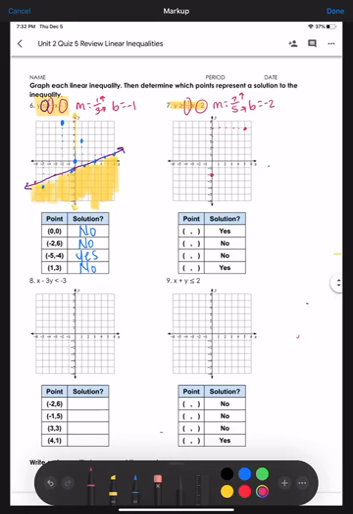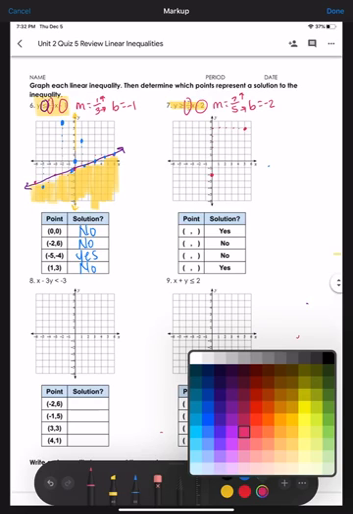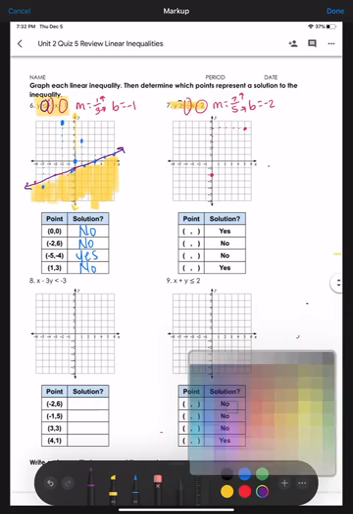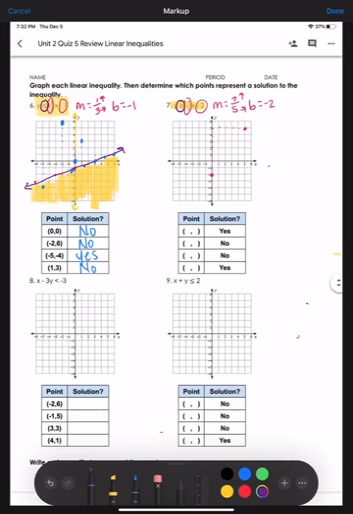In order to do that, I need to know if my line should be solid or dotted. So I'm going to look at the inequality symbol. It's a greater than or equal to. Because it has the equal to part, the line is going to be solid.